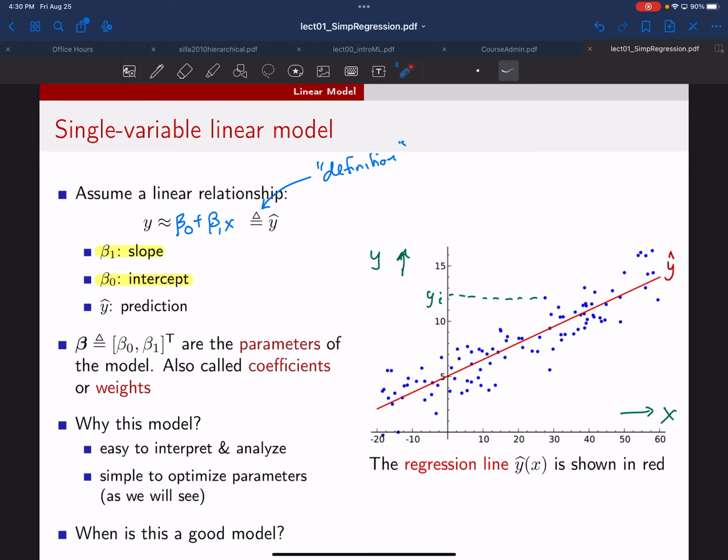Okay, so that's one way of writing the model. As I mentioned the other day, we're going to be using a lot of linear algebra, so we're going to often be collecting things together into vectors and matrices. So here we're doing it for the first time. We have two parameters of our model. So what are the parameters of our model?